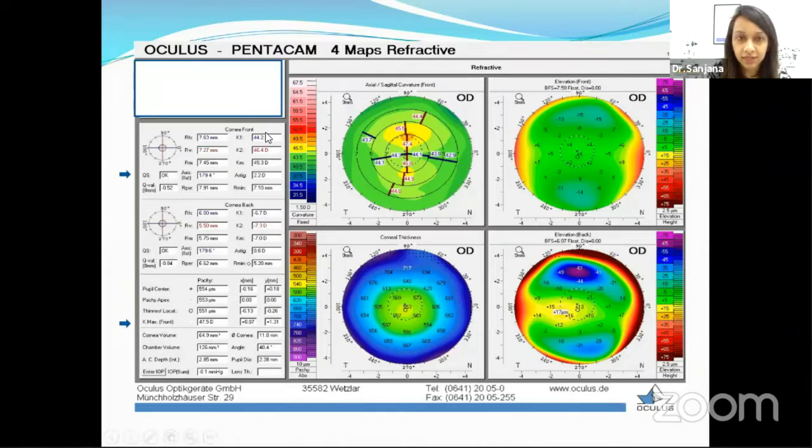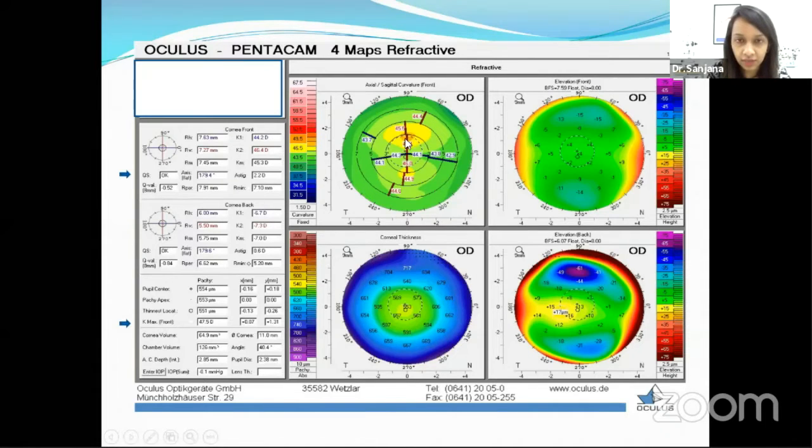Now, the next thing is we look at the K values. Here we have the blue, which represents the flatter K, and the red indicates the steeper K. It's also worthwhile to look at something called Kmax, which is mentioned over here. For Kmax, we have a cutoff value of 47.2, and anything less than that is considered to be normal.